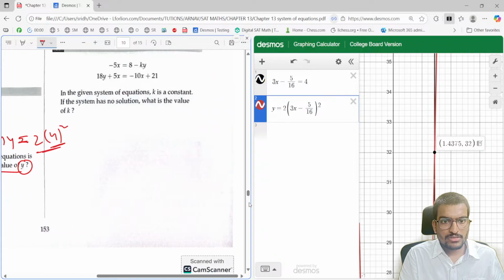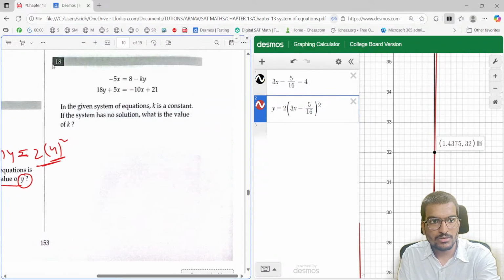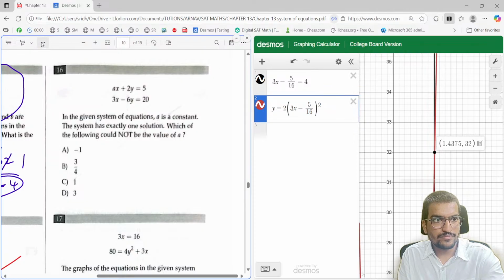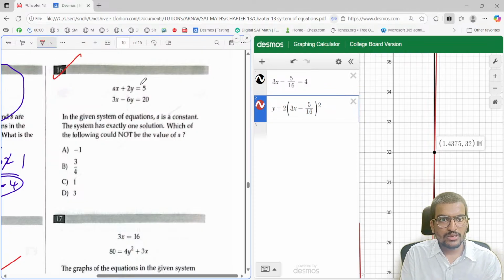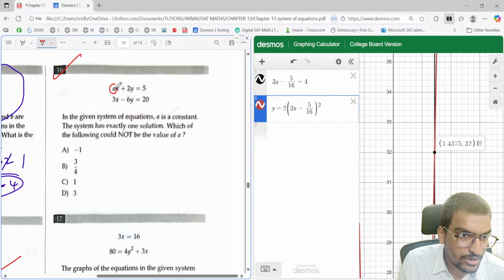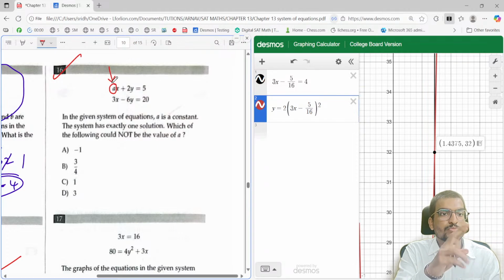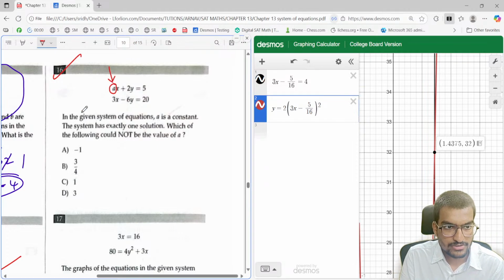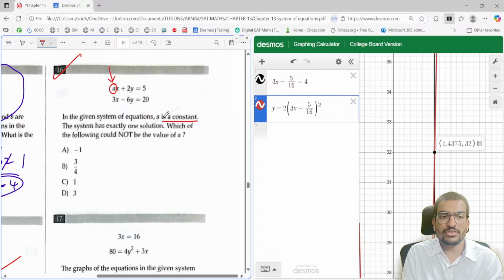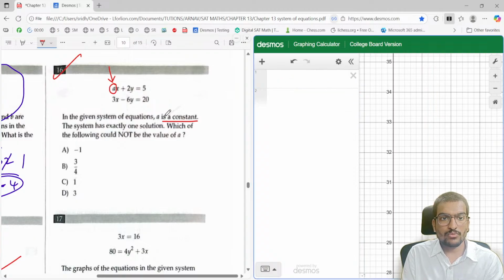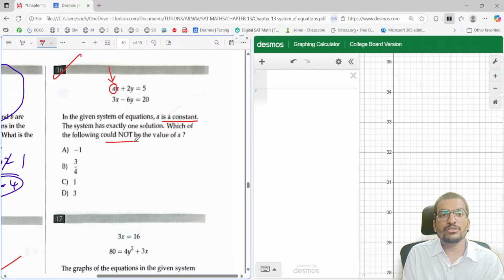Now question number 16. By watching, you need to understand you can't directly solve this question with the help of DESMOS because there is an unknown value involved here. In the given system of equations, a is a constant. The system has exactly one solution, which means they meet at only one point. If they meet at only one point, which of the following could not be the value of a? Still, you can use DESMOS in this situation.